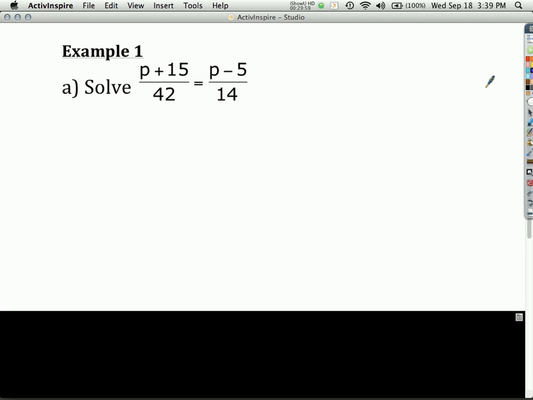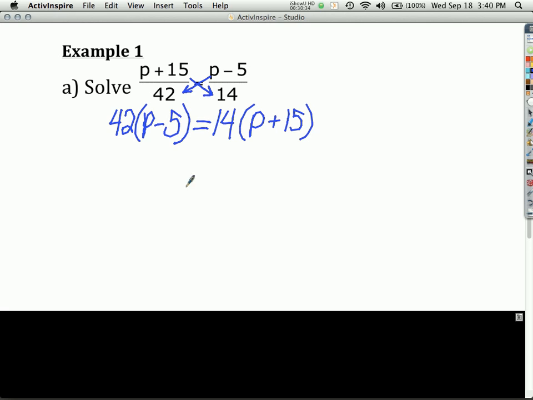So we're going to find the cross products. Upper left times the bottom right. Daniela just helped us with this, and you're going to see this a lot today. We're going to write 14 times the quantity p plus 15. And then we're going to do the other cross product, and we're going to have another case of distributive property. This time it's going to be 42 times the quantity p minus 5, and then we put our equal sign in.